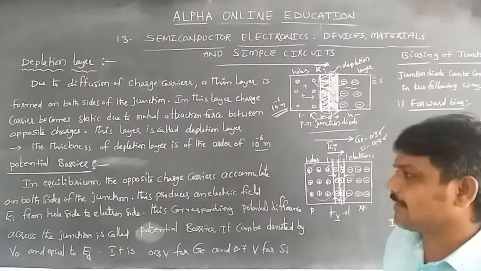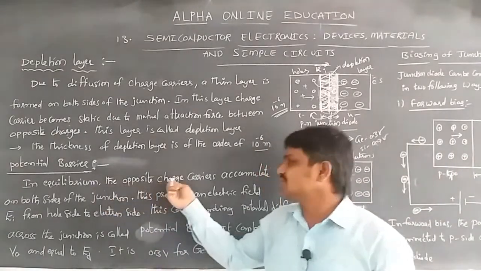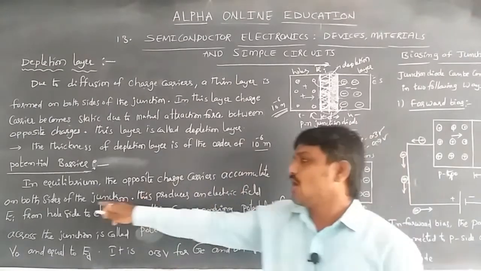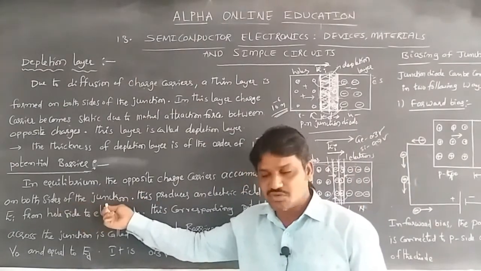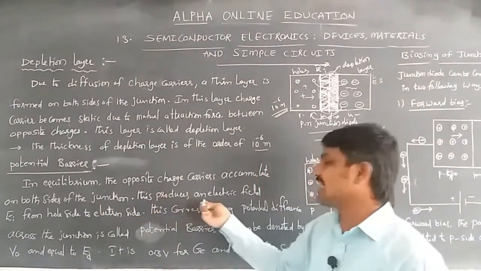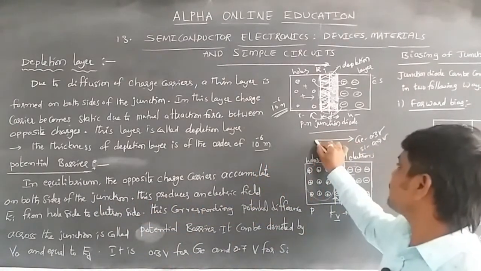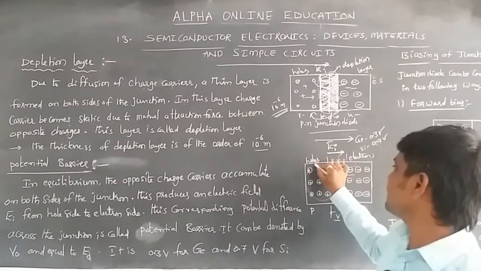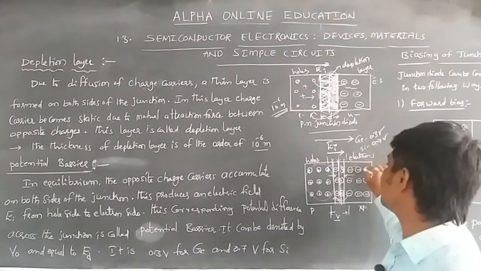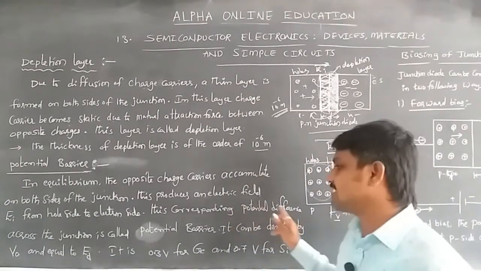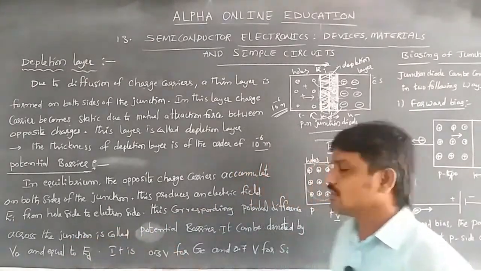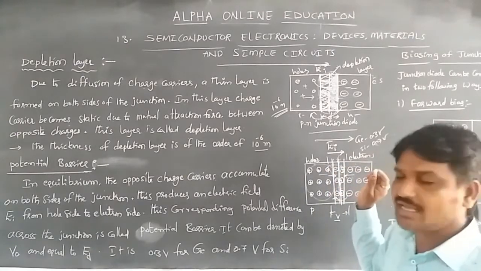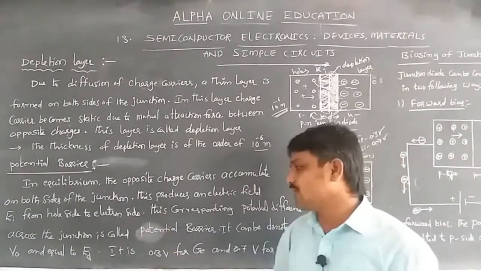Once again, in equilibrium, the opposite charge carriers accumulate on both sides of the junction. This produces an electric field from the P side to the N side, that is, from the hole side to the electron side. This corresponds to a potential difference across the junction, which is called the potential barrier. It is denoted with V0, and V0 is equal to E times d.